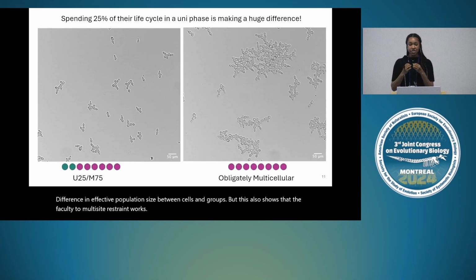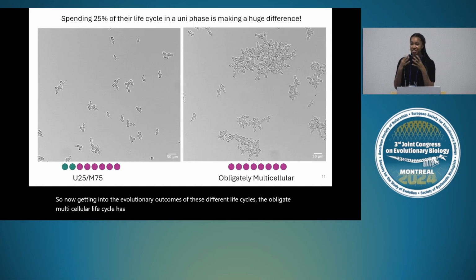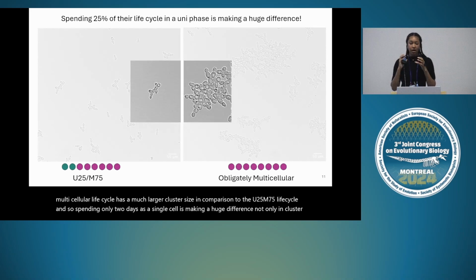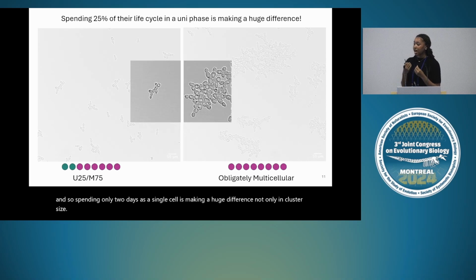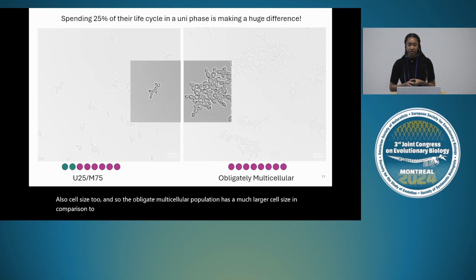And so now getting into the evolutionary outcomes of these different life cycles. The obligate multicellular life cycle has a much larger cluster size in comparison to the U25-M75 life cycle. And so spending only 2 days as a single cell is making a huge difference, not only in cluster size, but also cell size too. And so the obligate multicellular population has a much larger cell size in comparison to the U25-M75 life cycle.